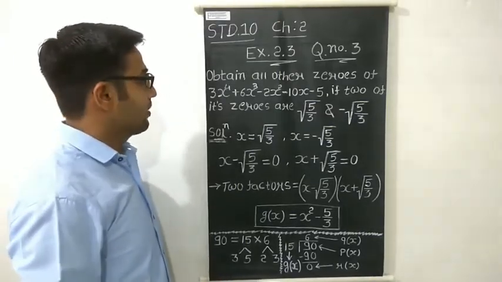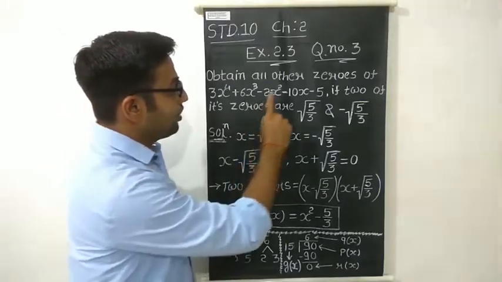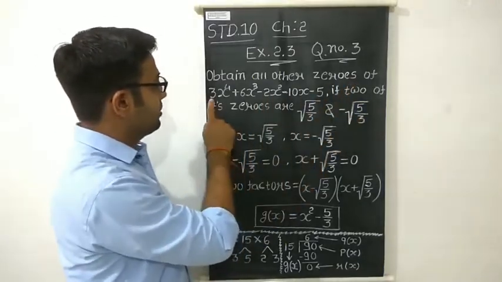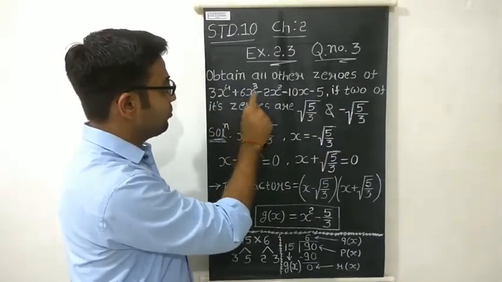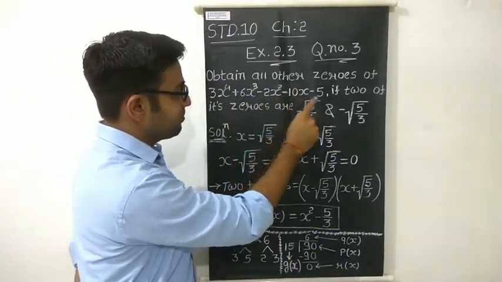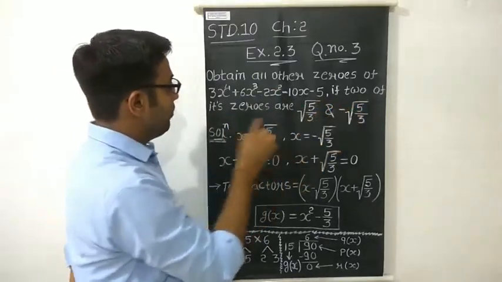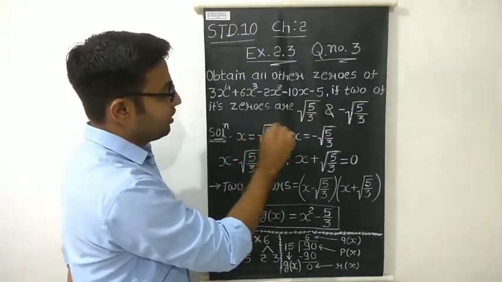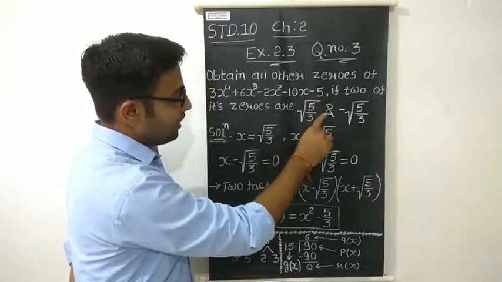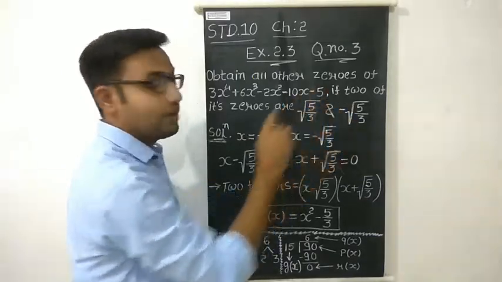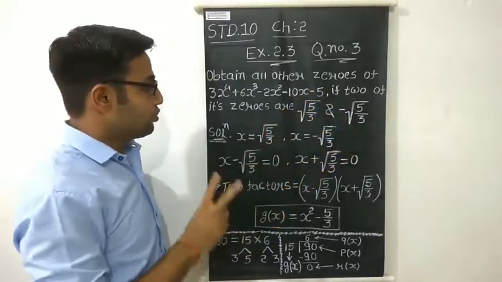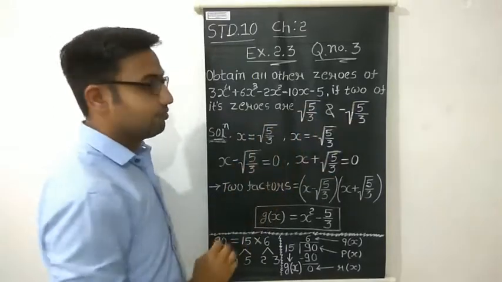The question is: obtain all other zeros of the polynomial 3x raised to 4 plus 6x cubed minus 2x square minus 10x minus 5, if two of its zeros are root 5 upon 3 and minus root 5 upon 3. So two zeros we have been given.